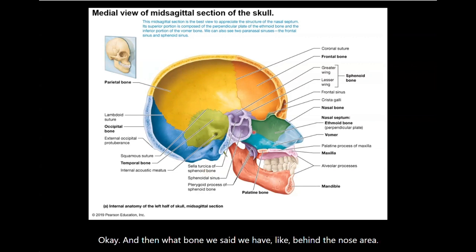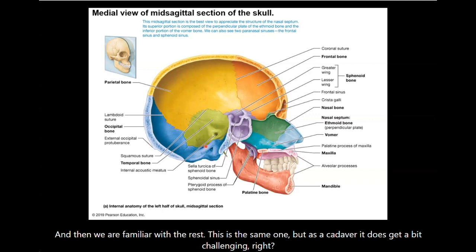And then what bone did we say we have behind the nose area? Ethmoid bone, okay? So this is going to be the ethmoid bone that we can see here. That's the vomer that separates the left and right nasal openings, a little bit of the maxilla, the mandible, a little bit of the palatine, and then we are familiar with the rest.